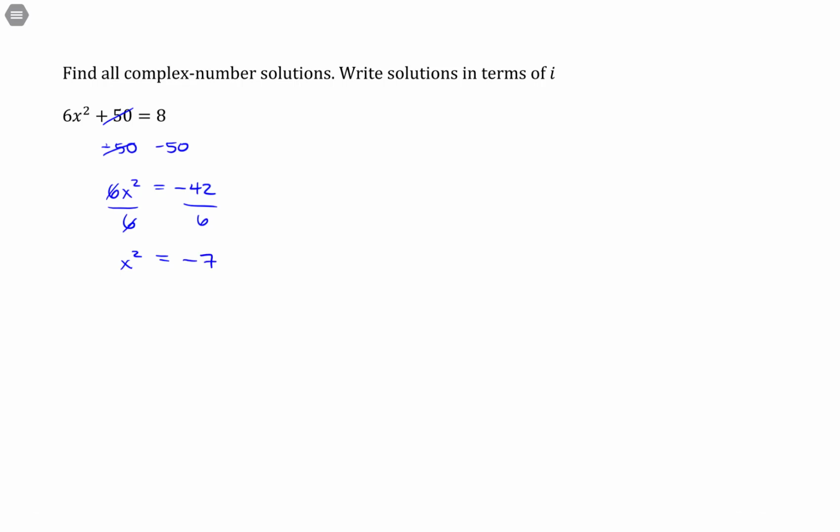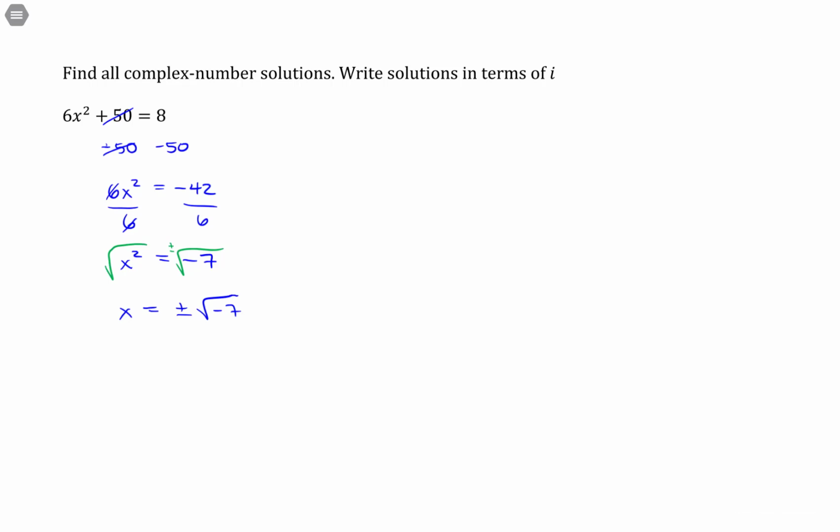And when I try to finally solve this equation, what I would do is take the square root of both sides. And because I'm taking the square root of a squared variable, I need to make sure I use the plus or minus square root. So this would be the plus or minus square root of negative 7.